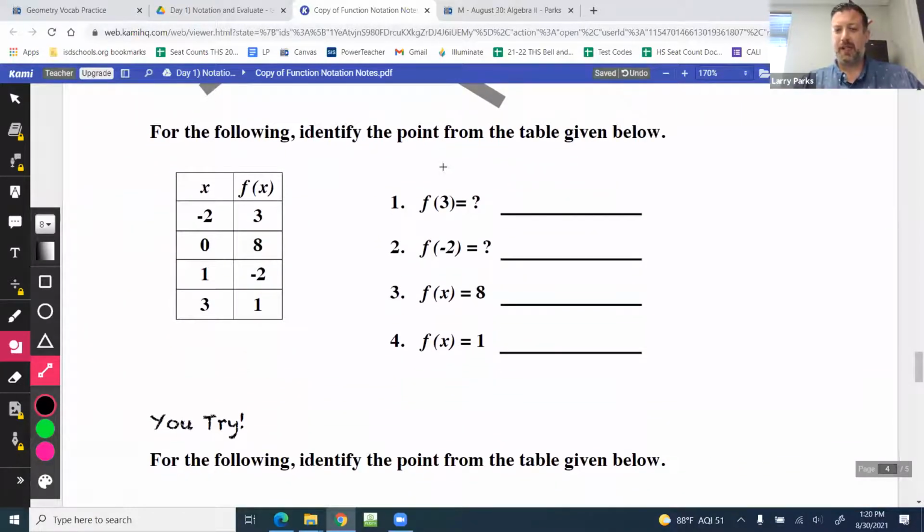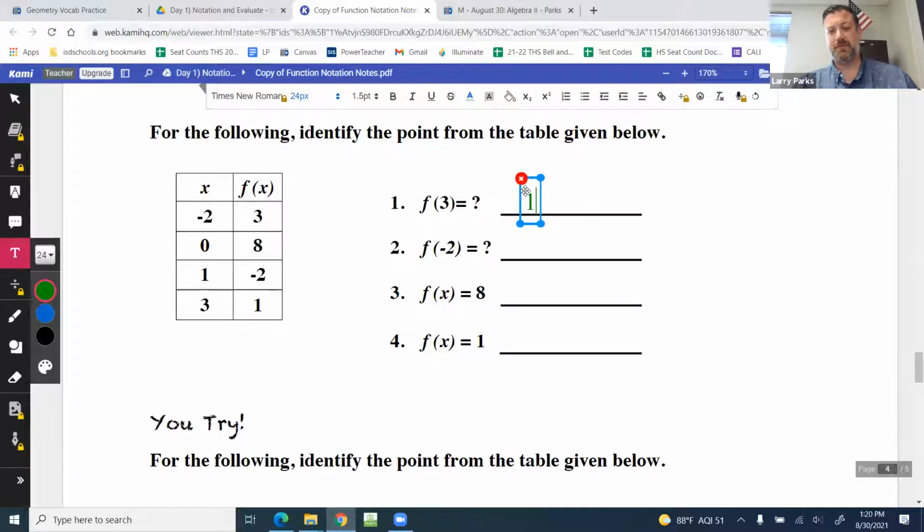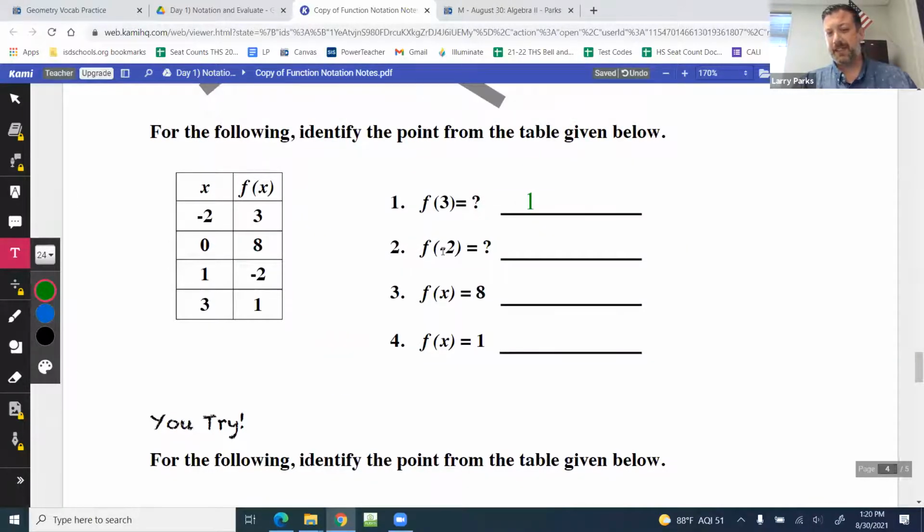So here now we have a table, and they want you to look at the table and identify the information. The first one is f of 3. All this means is when x equals 3, what is y? Well, look over here. When x is 3, y is 1. So you would just say f of 3 is 1. Here, when x is -2, what is y? Well, when x is -2, y is 3.